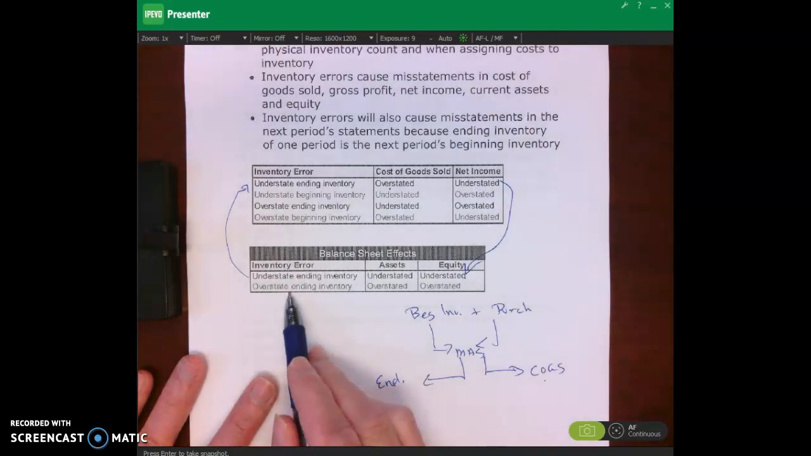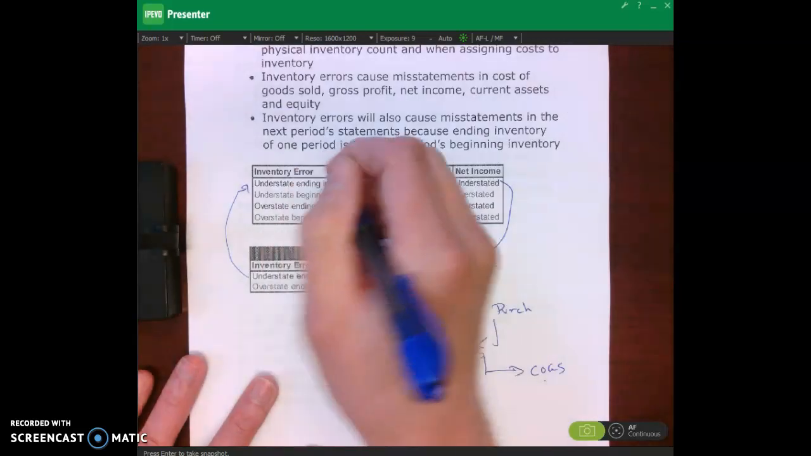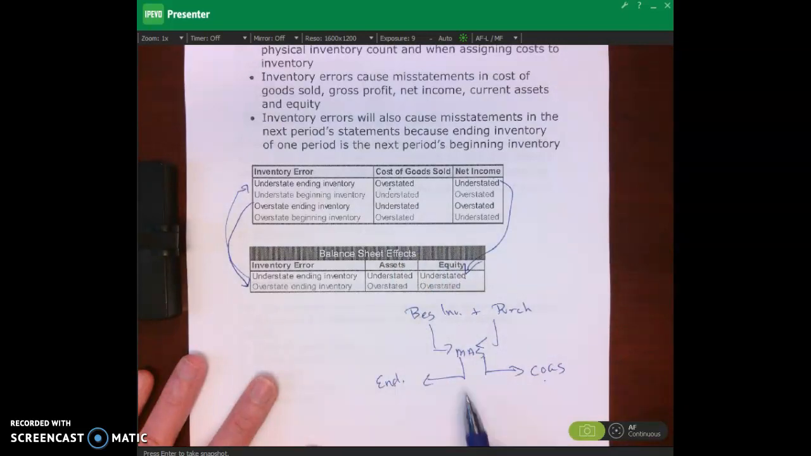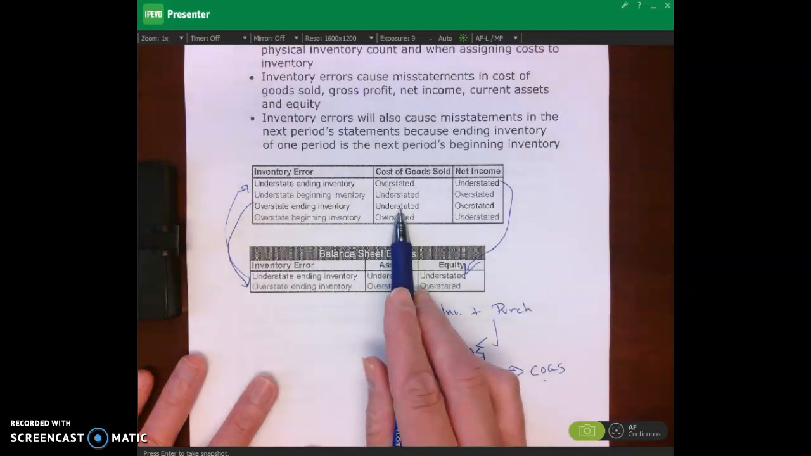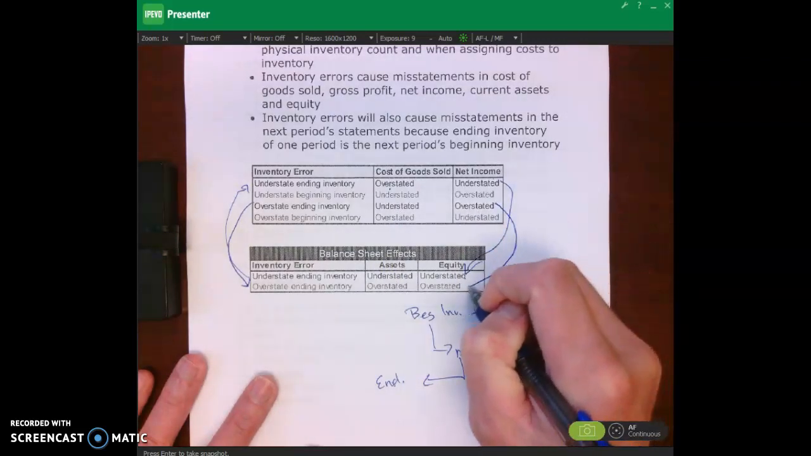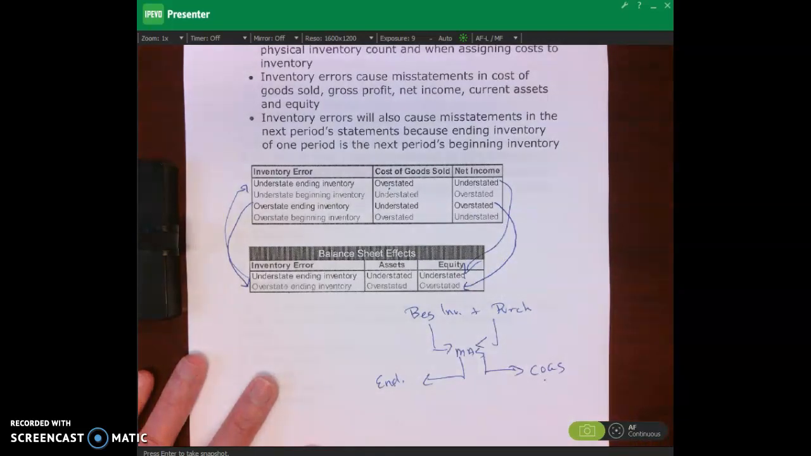Okay. And if I overstate ending inventory, let's look at that one that comes right over here, right? That means my assets, because ending inventory shows up in current assets, are too high. But overstating ending inventory means more of it goes here, which means less of it goes here. That means cost of goods sold is understated, which means net income is too high. That's closed into capital and equity. Equity is too high. Okay? So it's really important to make sure you do the physical inventory count correctly.